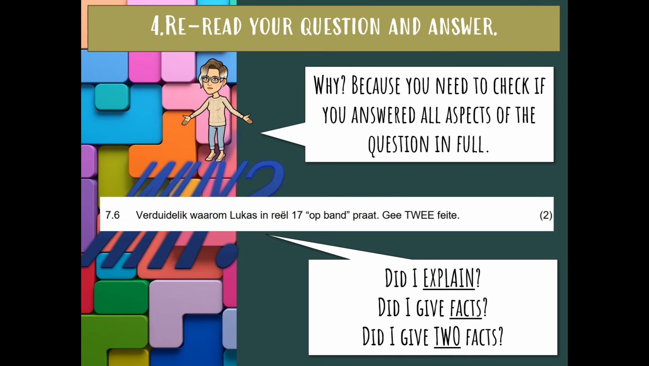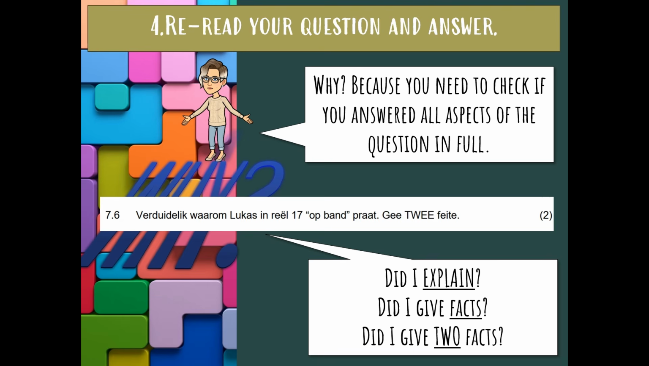The last one, number 4, reread your question and answer. Why? You need to check if you answered all the aspects of the question in full. So for example, here's a question for you from Kind. Verduidelik waarom Lucas in reël 17 op band praat. That is the first part of the question. Then there is a second part of the question. Give 2 facts. Gee 2 feite.